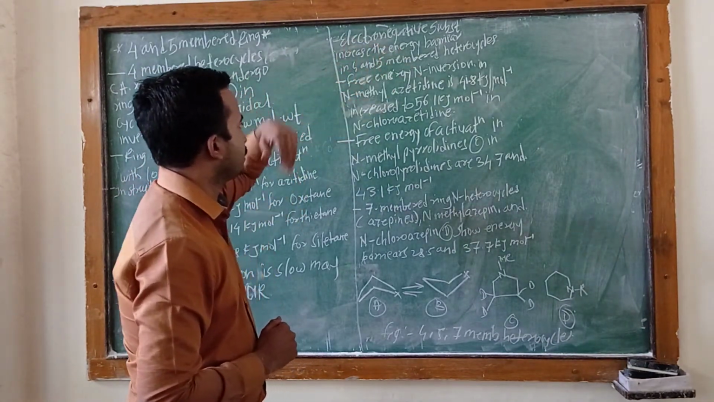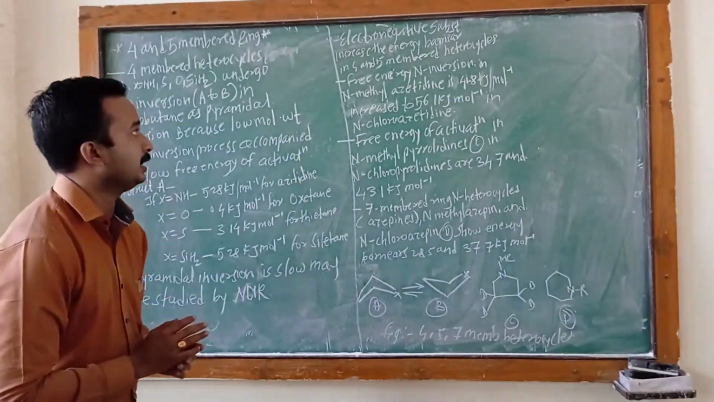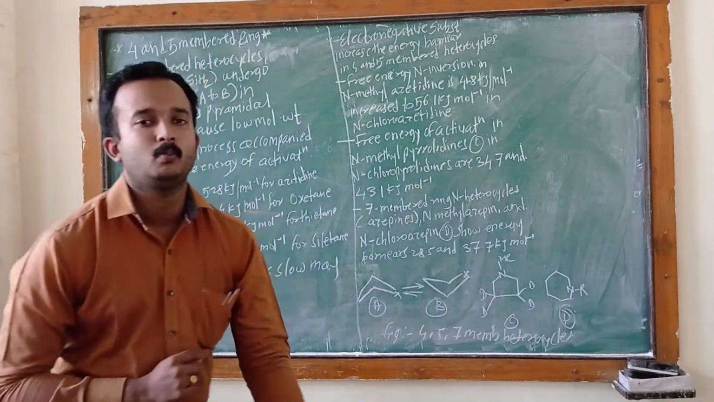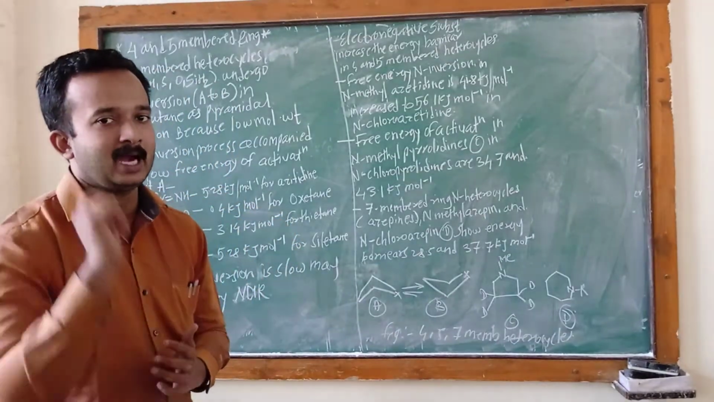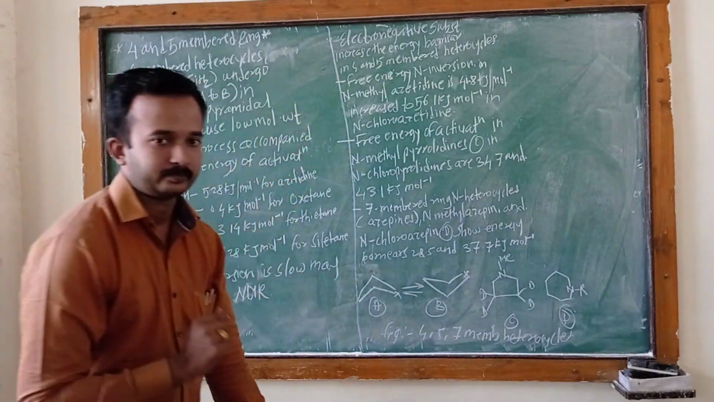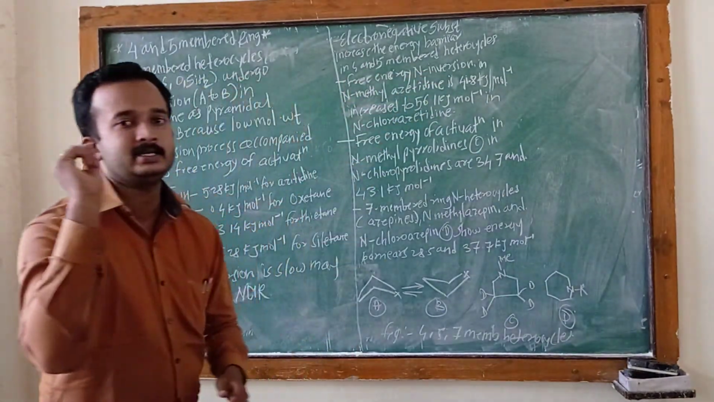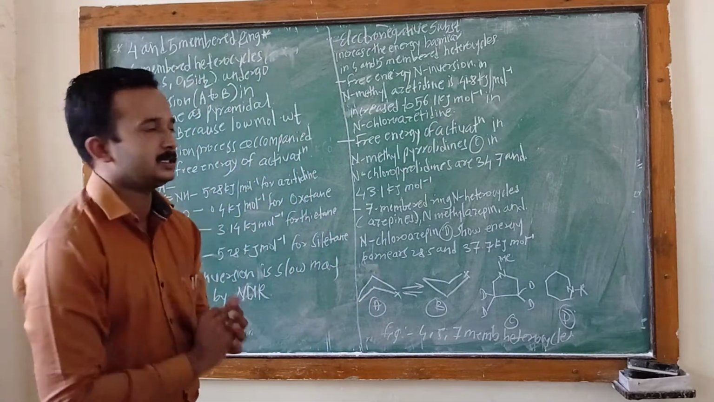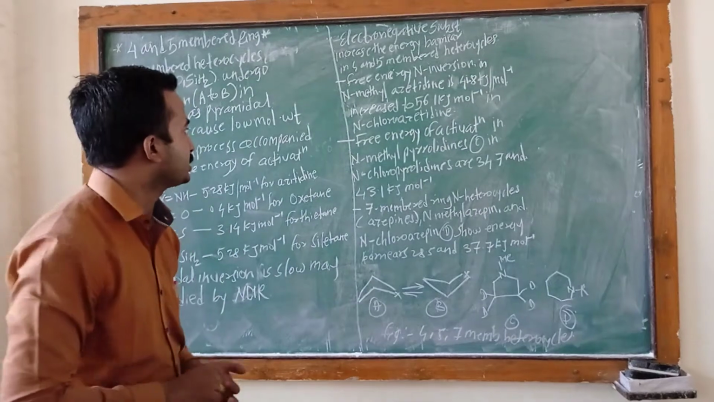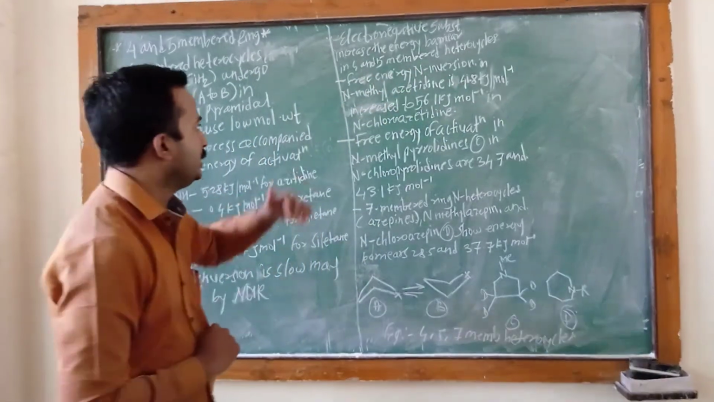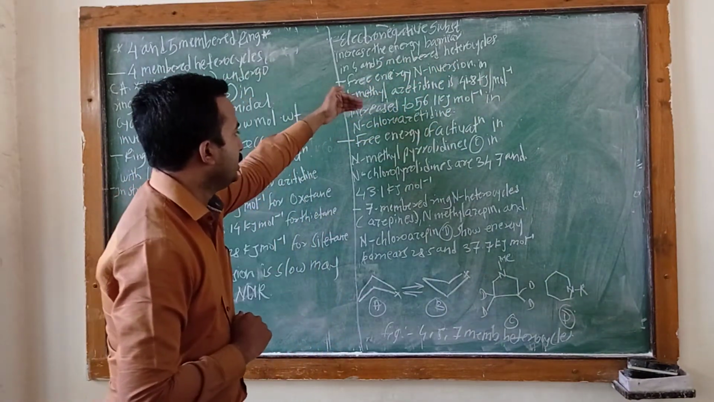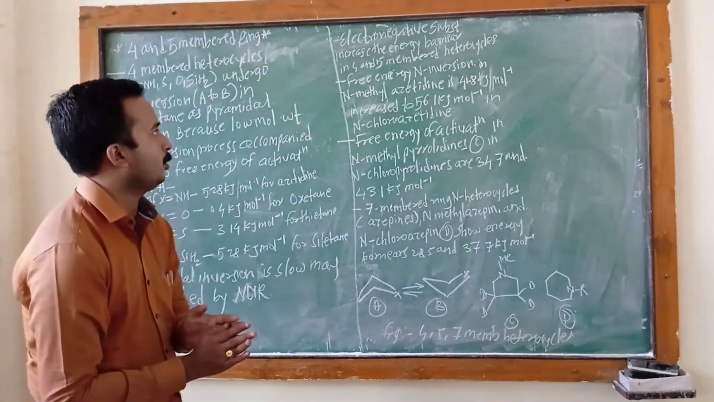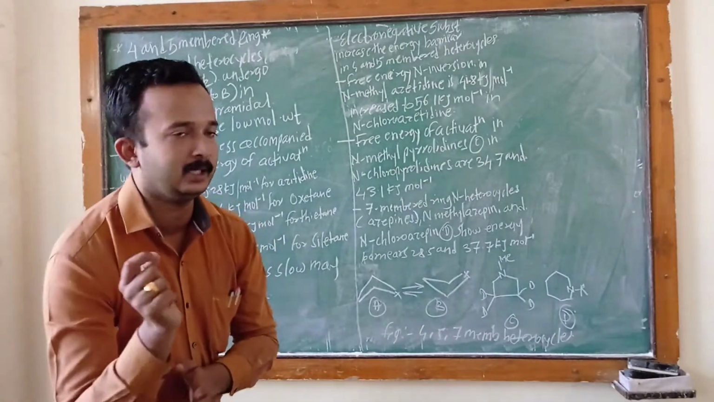Therefore the free energy of the nitrogen inversion in N-methyl azetidine is 41.8 kilojoule mole inverse. That is, its energy barrier is 41.8 kilojoule mole inverse, and it is increased to 56 kilojoule mole inverse in N-chloroazetidine. So the free energy of the nitrogen inversion is this.